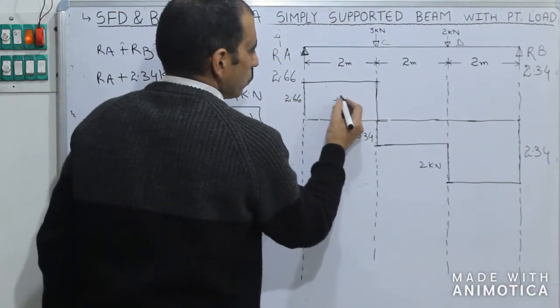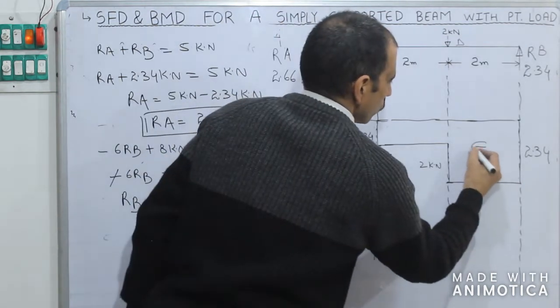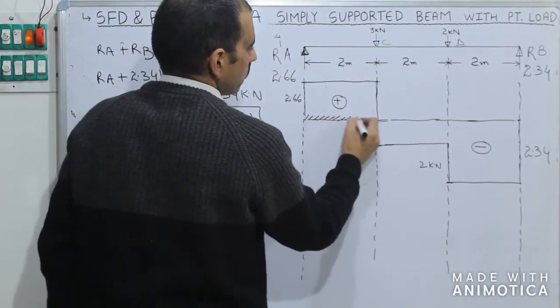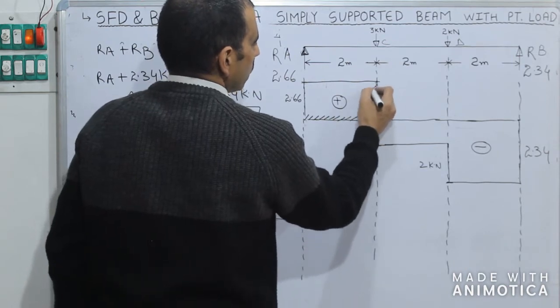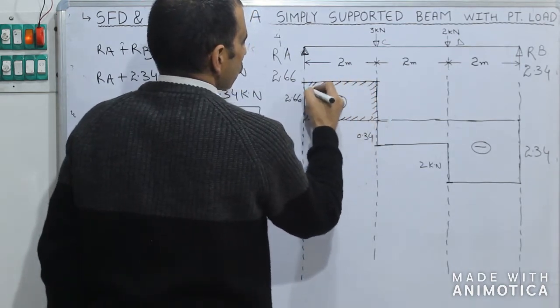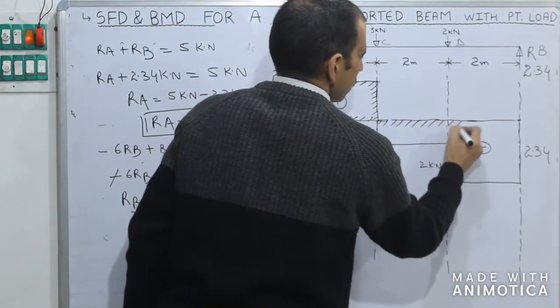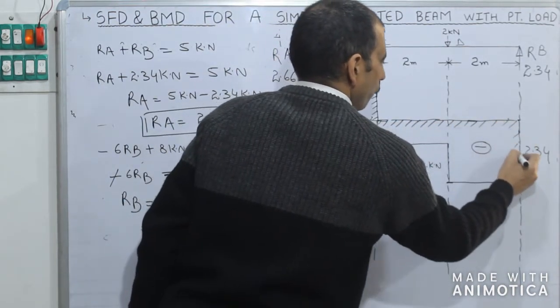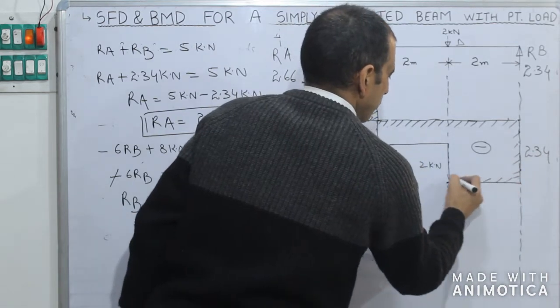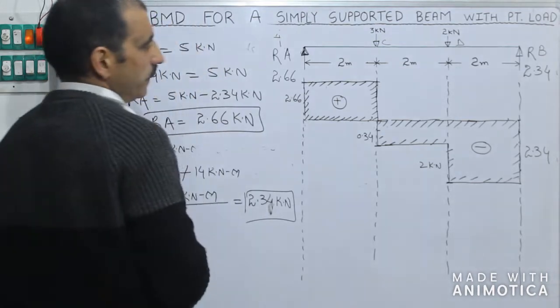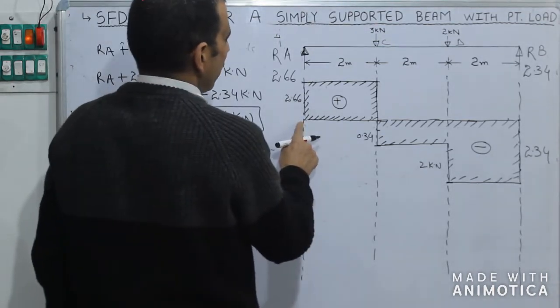This is the positive zone, this is the negative zone, right? And the inner hatching, it is because of that inner hatching we are doing. The section is solid section, which I have already discussed in the previous lectures. Right?